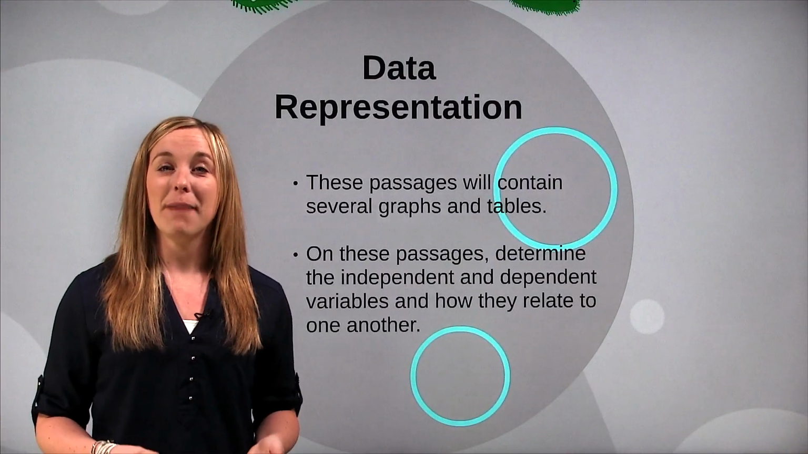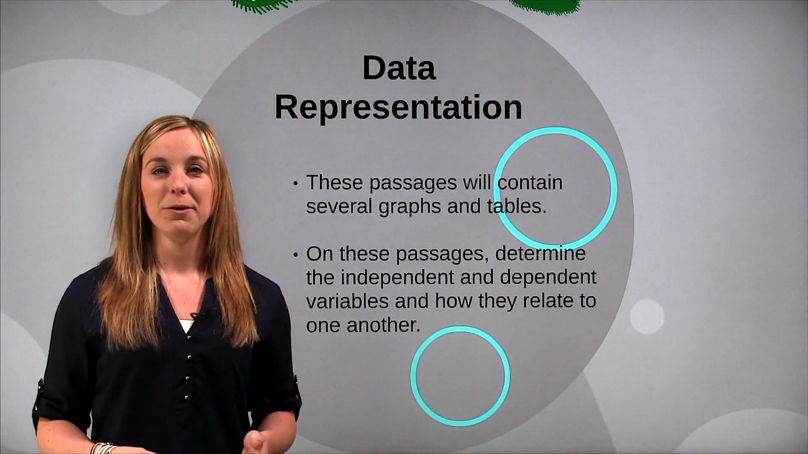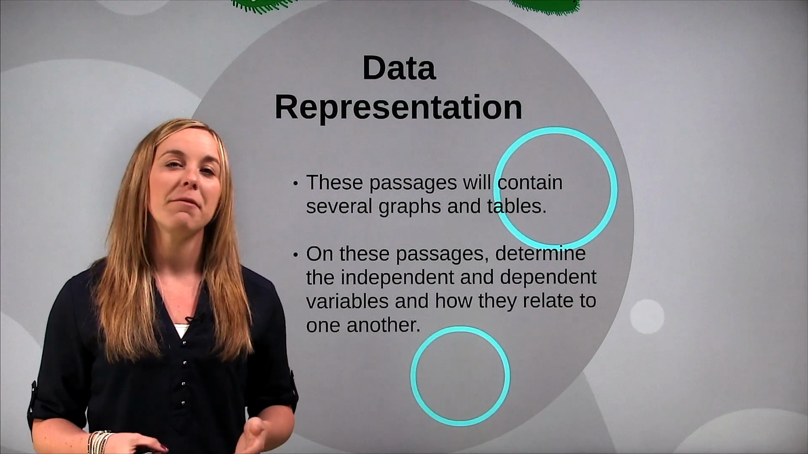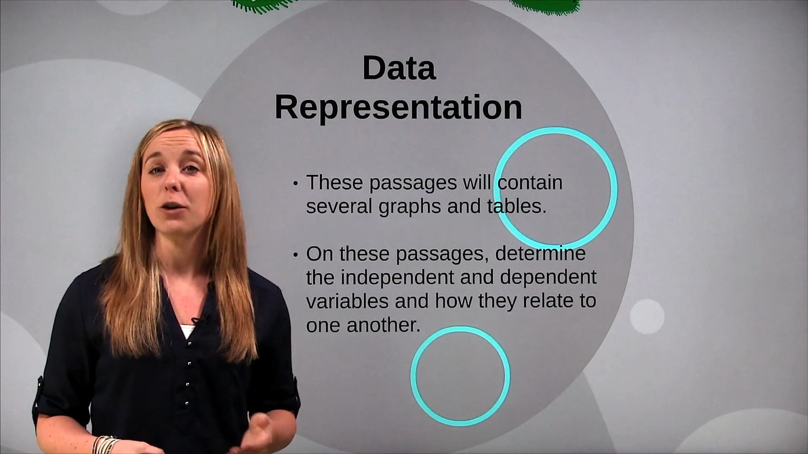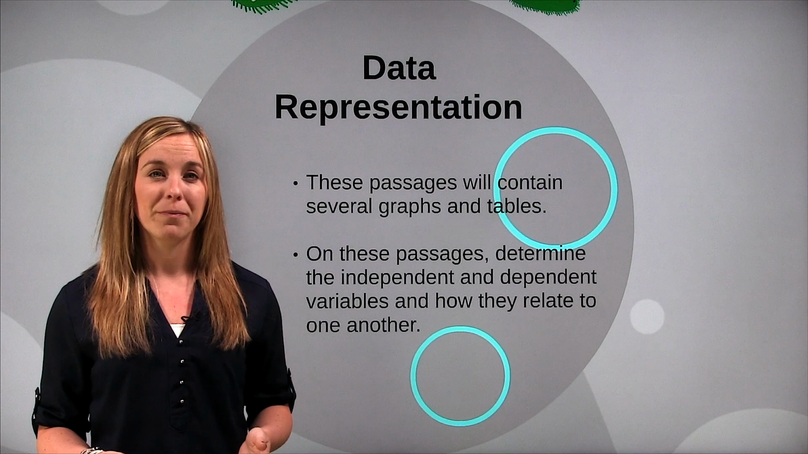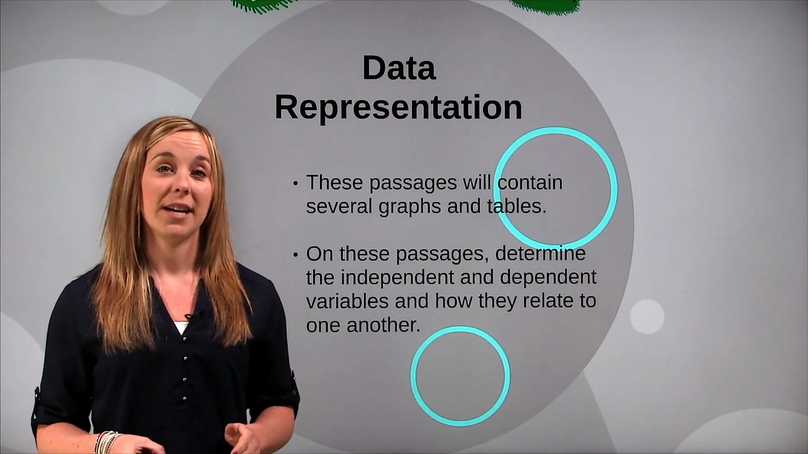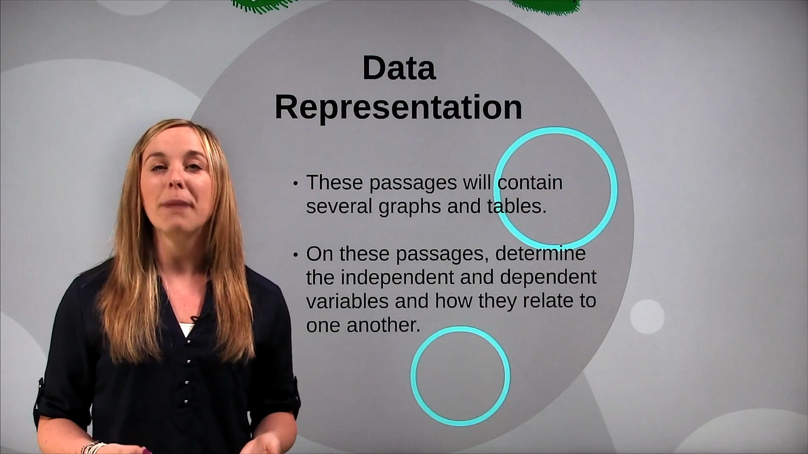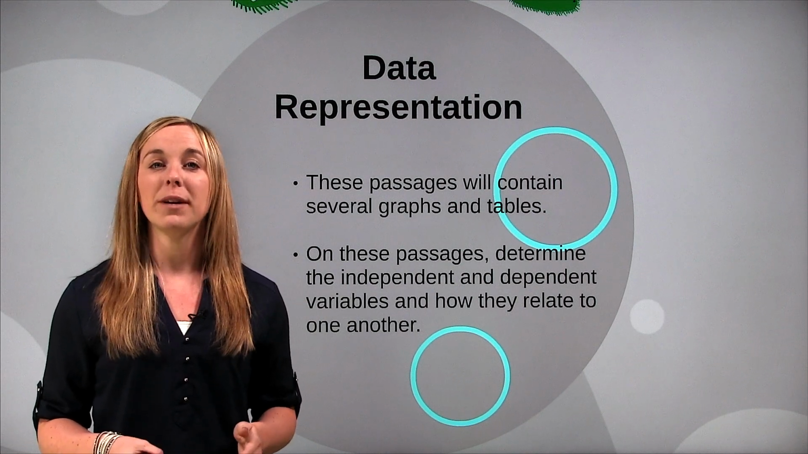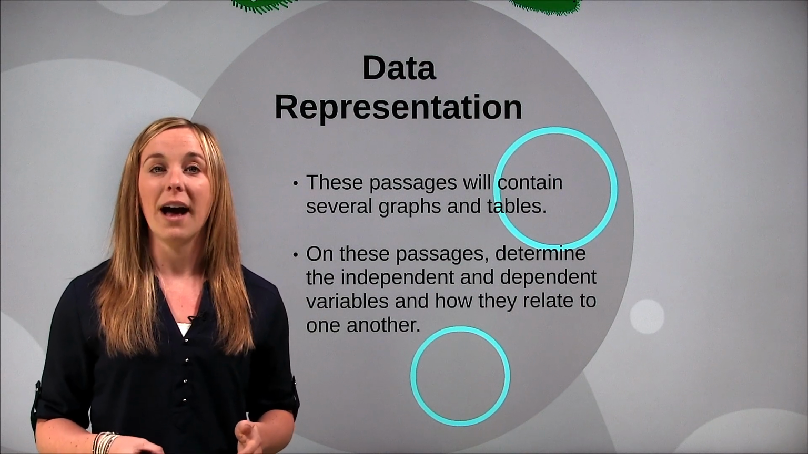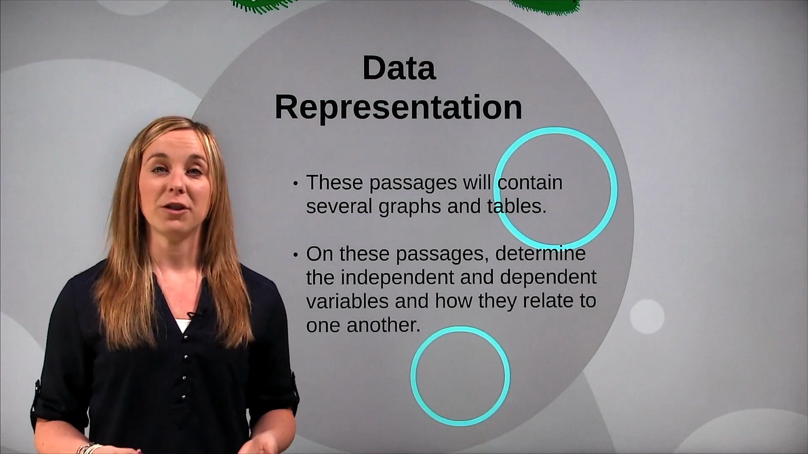Data representation passages contain graphs and tables. When you get to this type of passage, look for phrases like Graph 1 or Table 2. These labels will give you a clue that the passage is a data representation passage. On these passages, you'll need to be able to examine information in these graphs and tables to answer the questions.